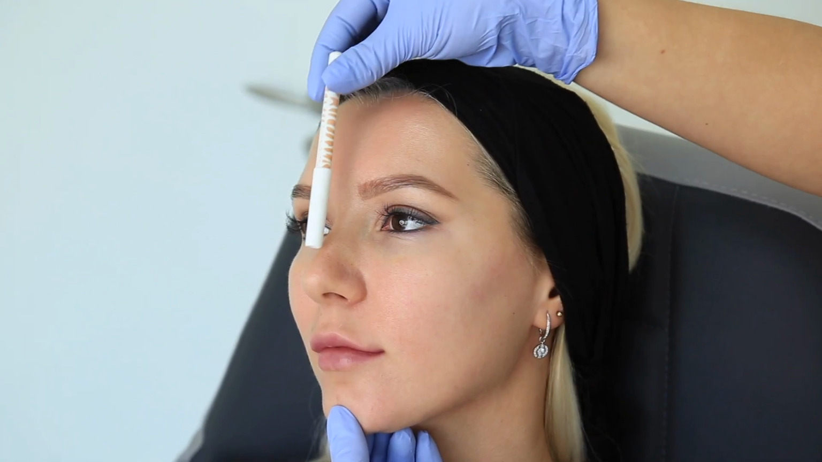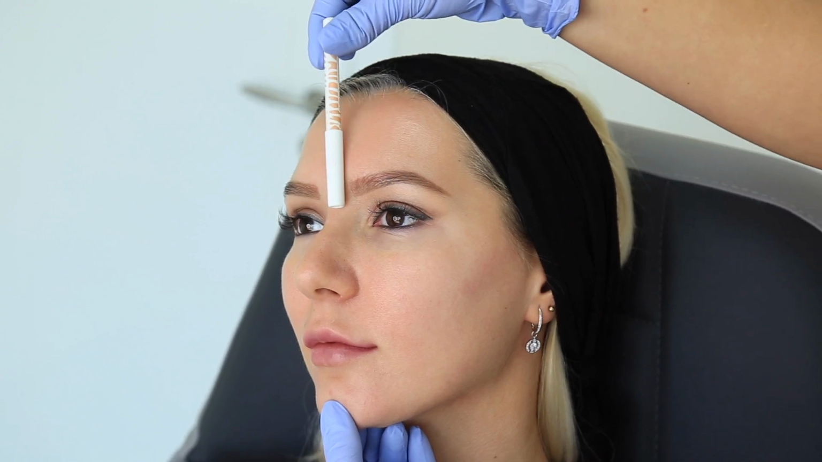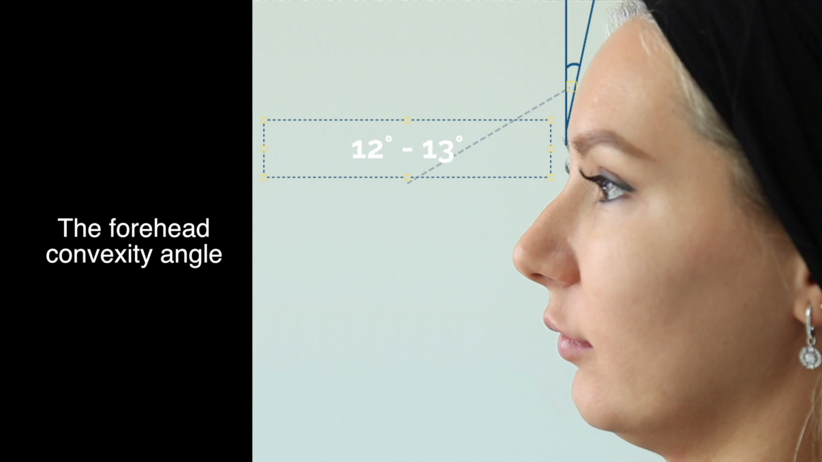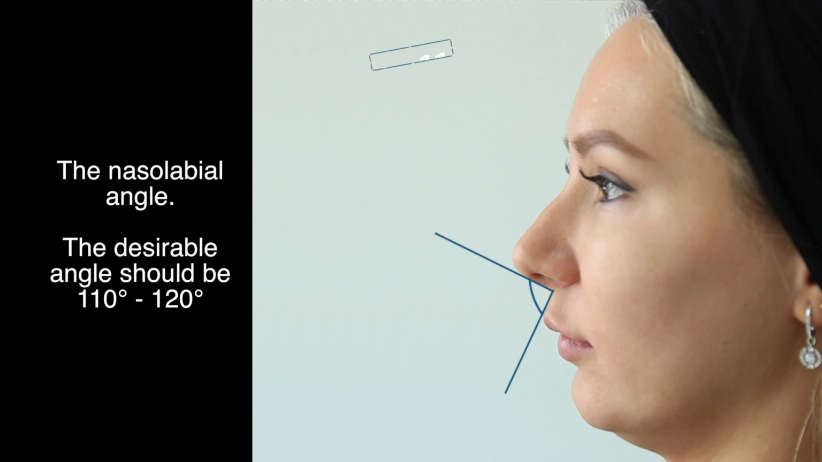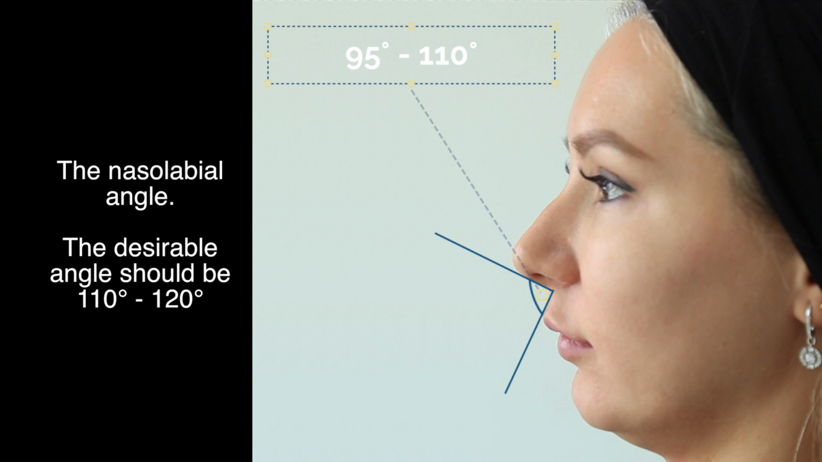It's also very important to assess the profile view. Let's measure the profile angles. With this angle, we can evaluate forehead convexity, which should be approximately 12-13 degrees off vertical. The typical female nasofrontal angle should be approximately 115 to 125 degrees. The typical female nasolabial angle is around 95 to 110 degrees.